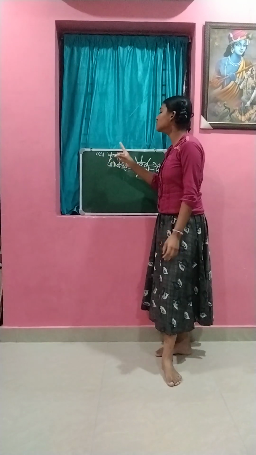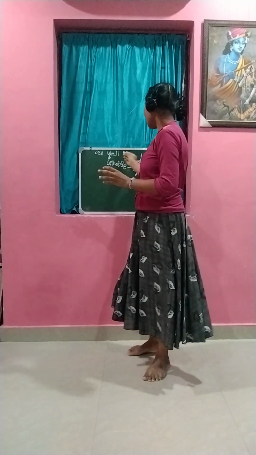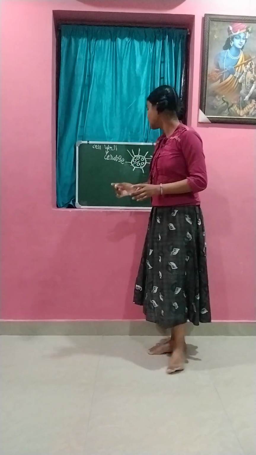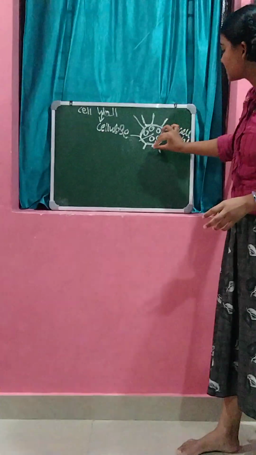So the main points you have to remember for the cell wall: it is present in plants, it is made up of cellulose, it is present outside the cell membrane, and it gives strength and support to the plants. Understood? See, the cell wall is present like this outside. This is nothing but the cell wall.